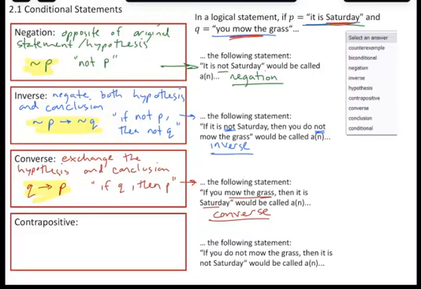And then the final statement modification that you're going to see here is going to be a contrapositive. And a contrapositive is going to do both the inverse and the converse. It's going to negate each of the statements. It's also going to exchange them. And so the way to easily describe that is you're just going to take the negation of the converse. If not Q, then not P.